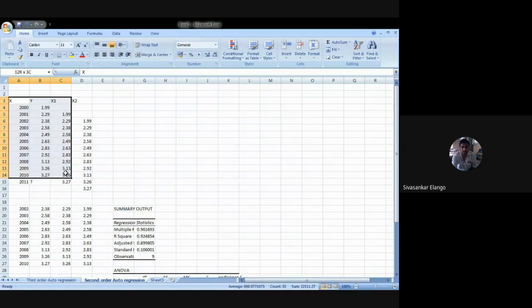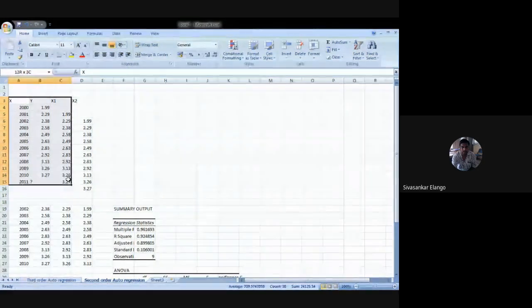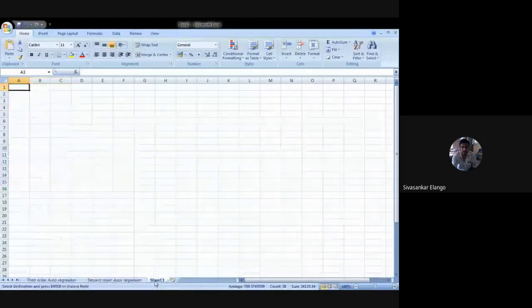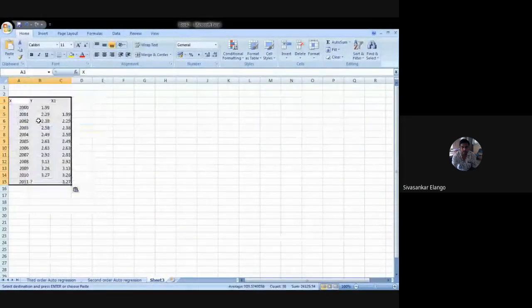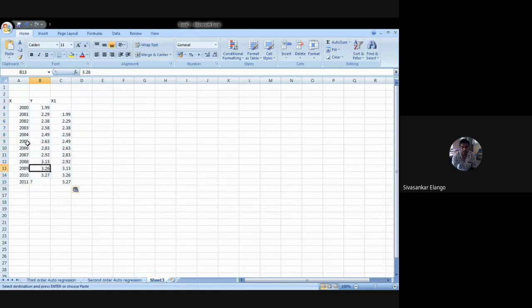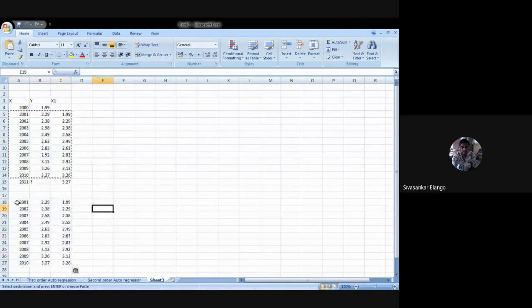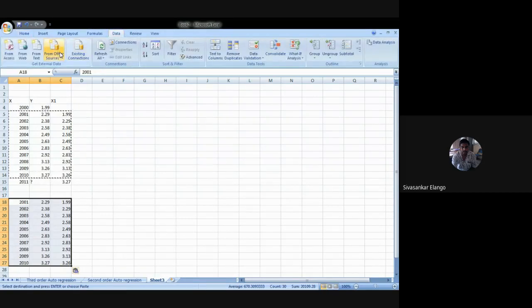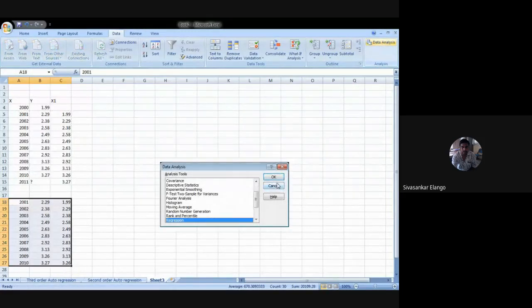So the first order autoregression in this case is similar to linear regression, right? So you have only two variables. y, the output variable, depends on the input variable x1. So we'll be choosing the data analysis component and using regression.